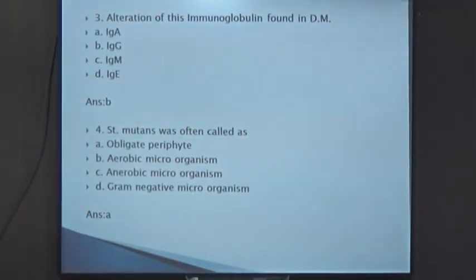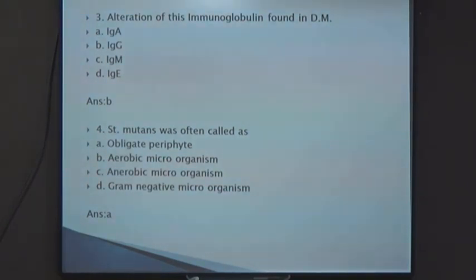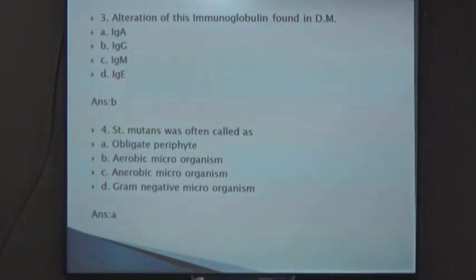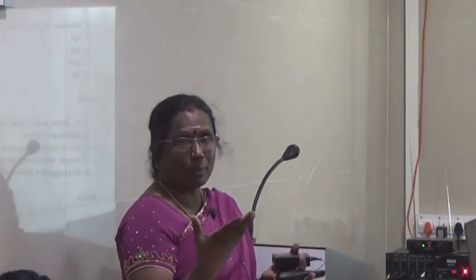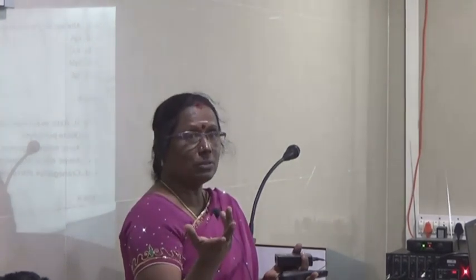Alteration of this immunoglobulin found in diabetes mellitus, IgG. Why are we saying IgG? IgA will be more in saliva. Okay. IgG will be more in crevicular fluid. Here, the alteration of this immunoglobulin found in diabetes mellitus. In diabetes mellitus, what are the changes that take place in the periodontium? Thickening of the vessels, blood supply is minimal. When there is less blood supply, what will happen? Widening of the periodontal ligament. There is pocket formation. So, naturally, the IgG is altered.